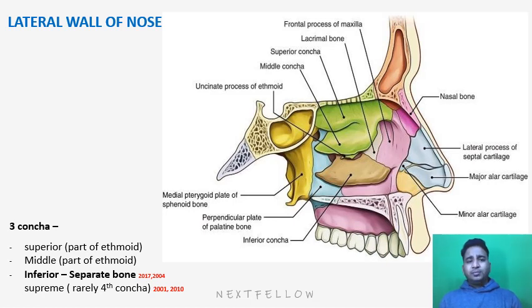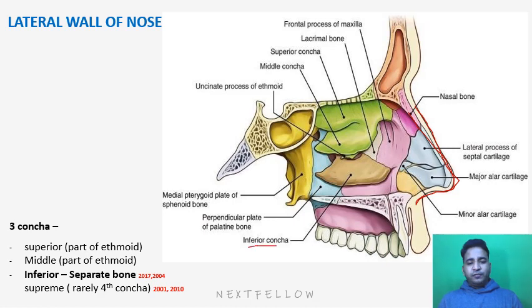Now this is a diagram showing the lateral wall of the nose, which is very important from the examination point of view. As you can see, this is the lateral part. We can see the anterior boundary or the outline of the nose. So basically the lateral wall of the nose consists of three parts, that is known as three concha.